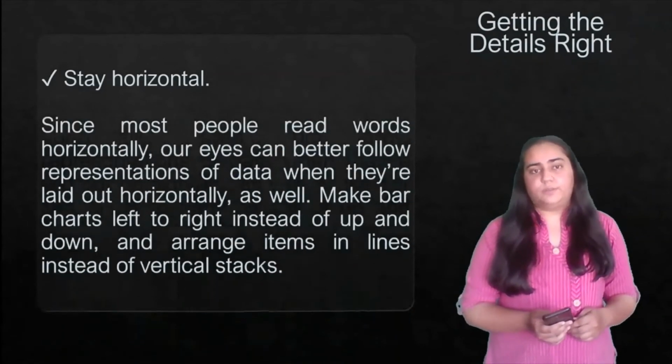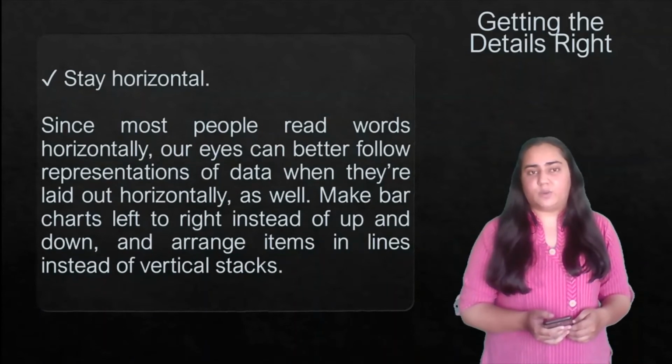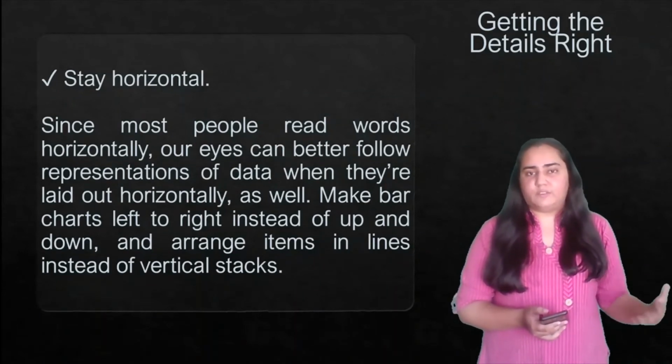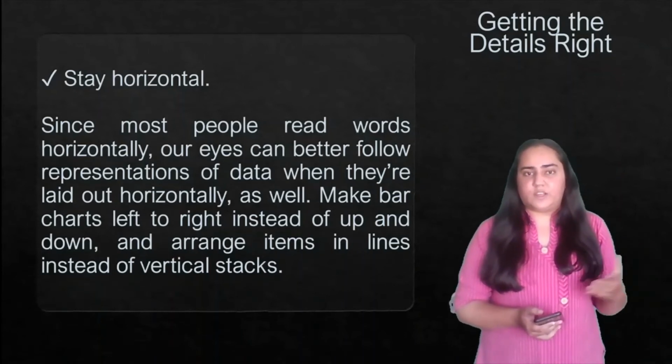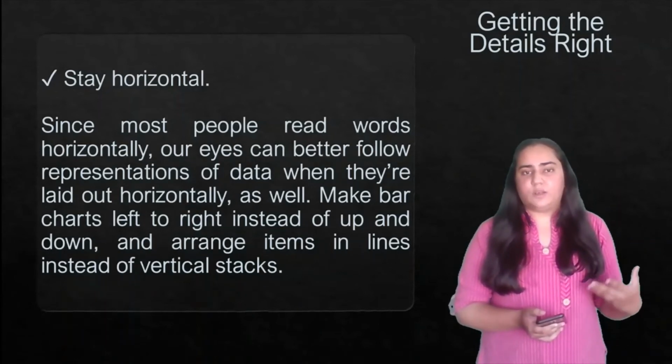Stay horizontal. Since most people read words horizontally, our eyes can better follow representations of data where they are laid out horizontally. So use bar charts left to right instead of up and down, because people are more used to reading things left to right than up and down. And arrange items on lines instead of vertical stack.